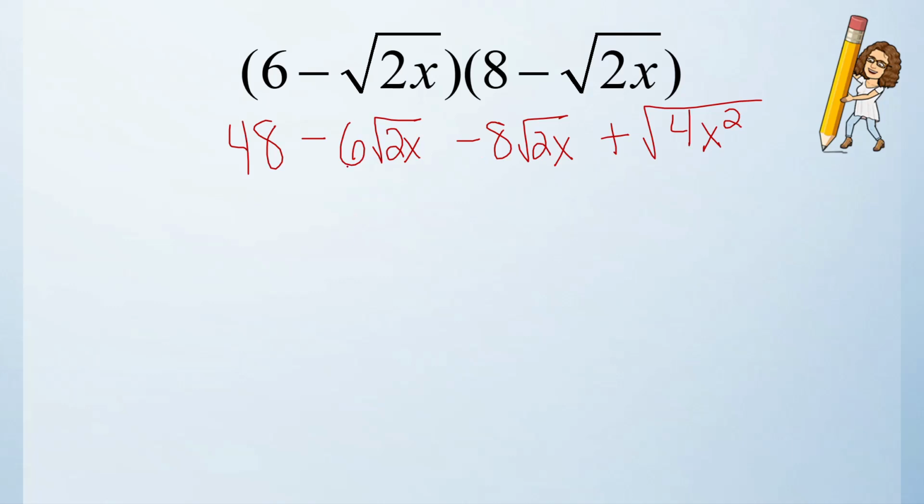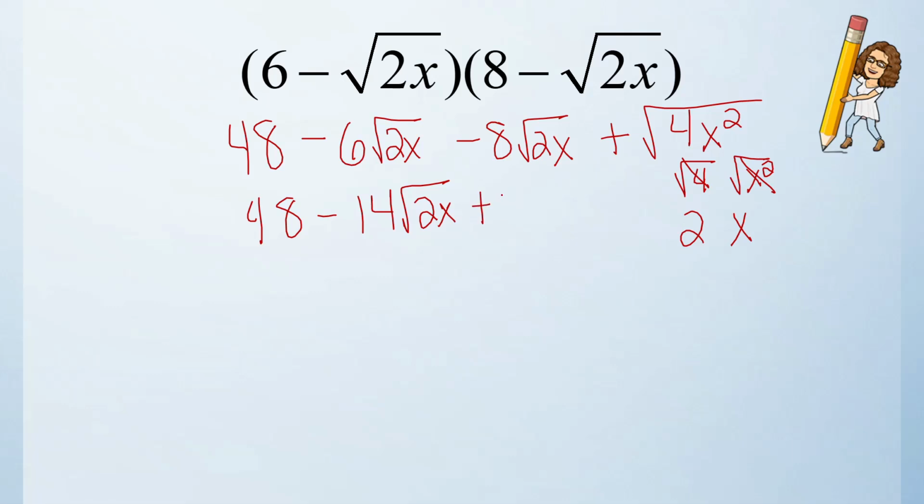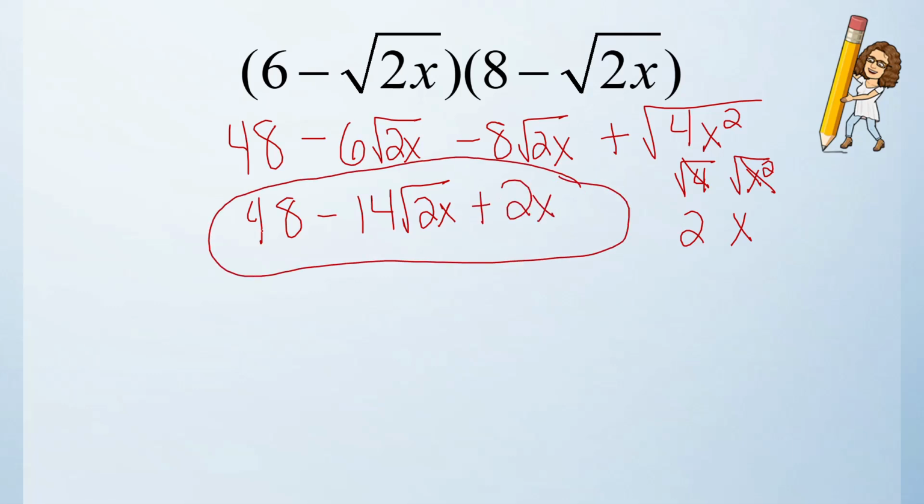I can simplify these guys. This is -14 square root of 2x because they have the same radicands, same radicals, right? Like radicals. This can simplify. I'll get 2. That's just an x, right? So add 2x. And unfortunately, even though it looks absolutely disgusting, these are all unlike terms, and I cannot simplify them any longer. So I have to keep it just like that.